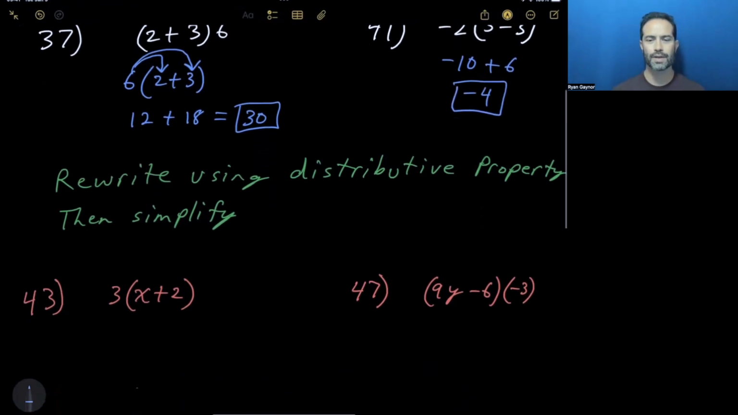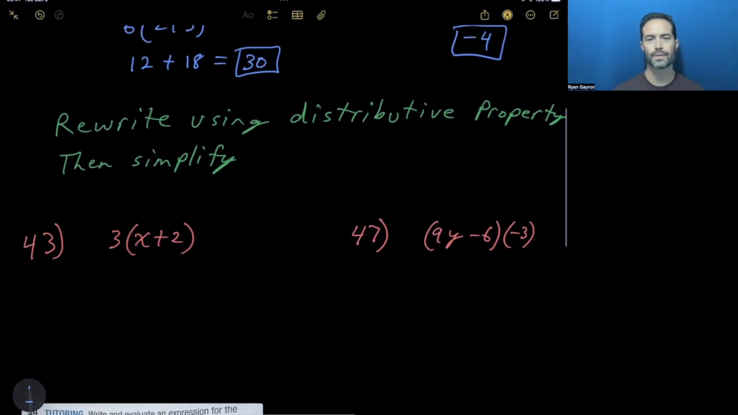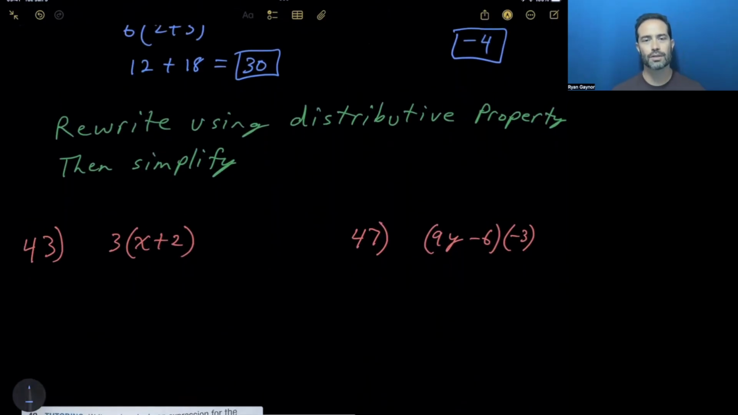Okay, so now we've got a couple more examples here. This time we're going to be using variables. It says rewrite using distributive property and then simplify. So we're doing the same thing, except this time we have variables, so we can't get a number answer like we did before. So we have 3 times x, and then we have 3 times 2. So 3 times x literally just means there are 3 x's.